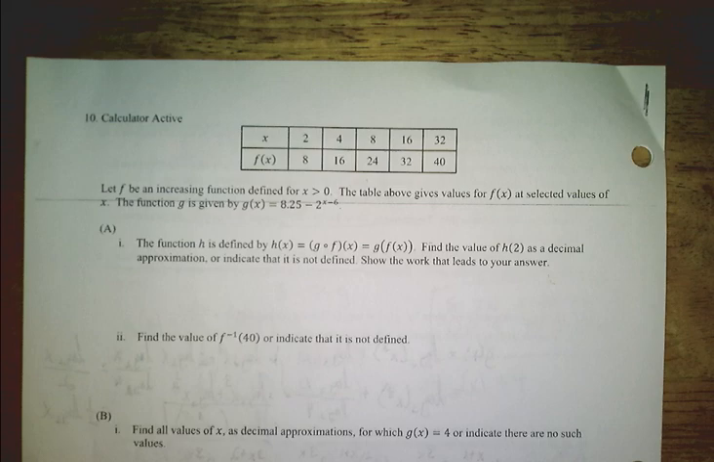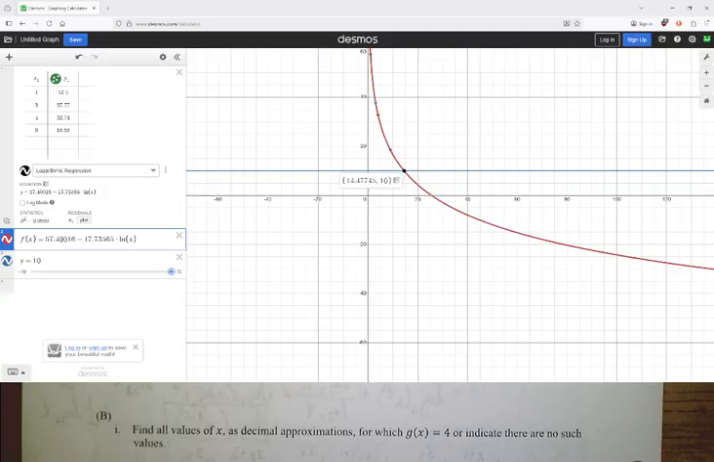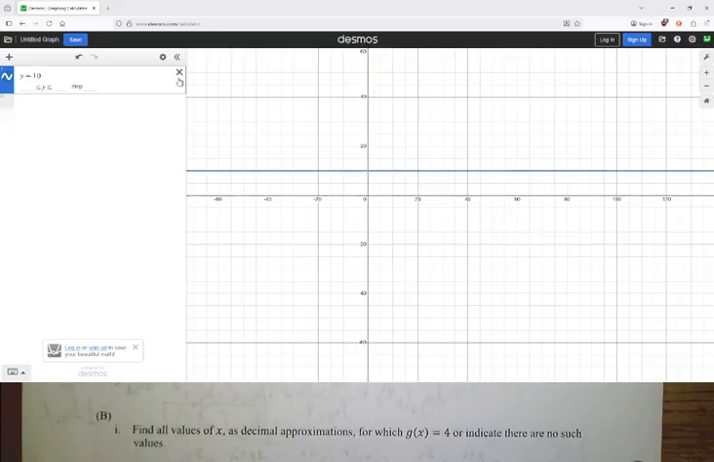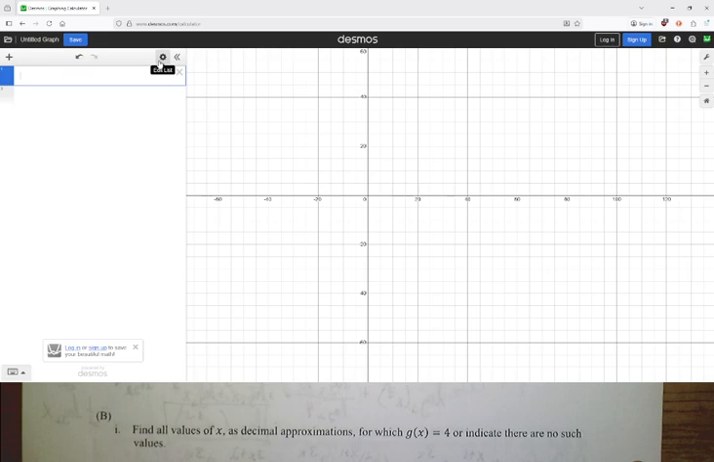Okay, last page. We have a table here, and it says this is calculator active, so we do get to use our calculator. Let's pull that up, and we can clear out all of this stuff. Don't need that anymore. So it says let f be an increasing function defined for x greater than 0, and the table above gives values for f.